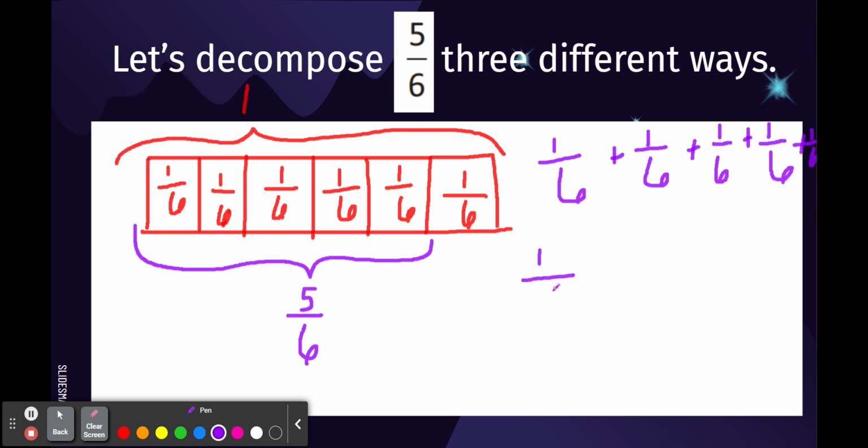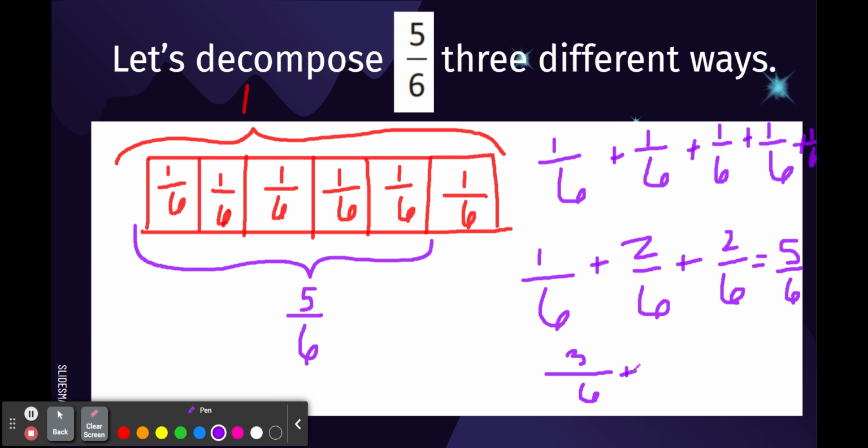I can also do 1/6 plus 2/6 plus 2/6. That will also give me 5/6. And I can do this in a bunch of different ways. Let me put down 5/6 here. I can also do 3/6 plus 2/6. So here are my 3 ways of decomposing 5/6. There are other ways as well.